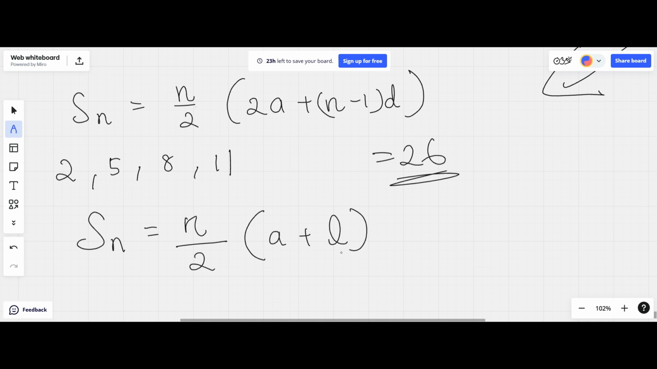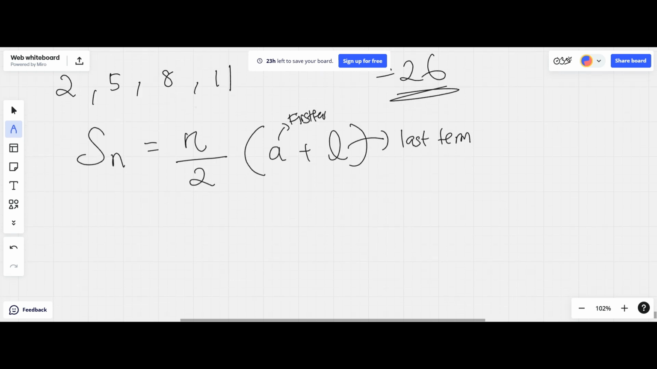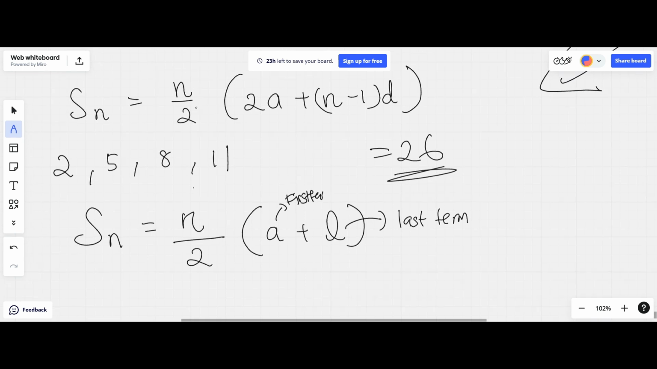l. a means the first term. l means the last term. Let's say in a particular arithmetic sequence, usually you will know the first term. If you know the last term also, you can use this formula to find the sum a little quicker.